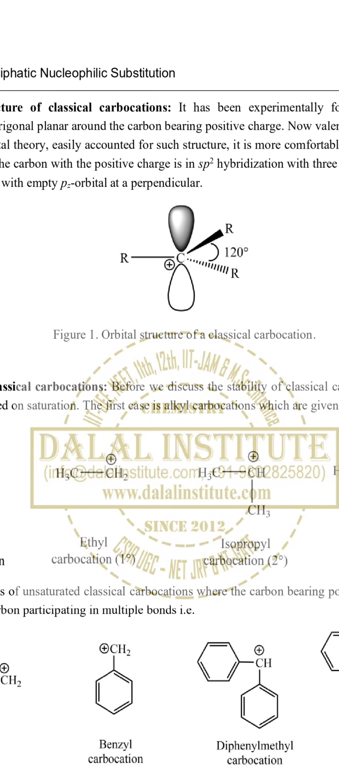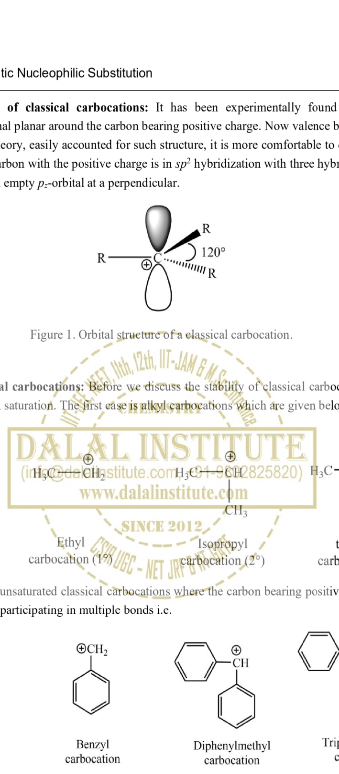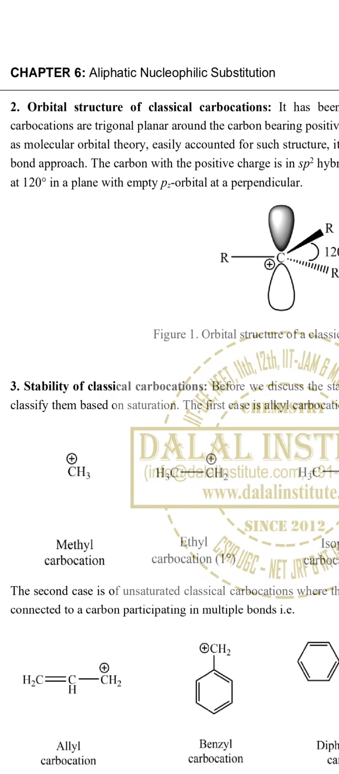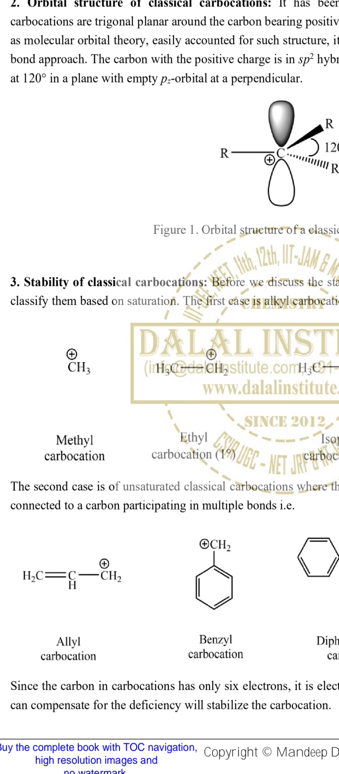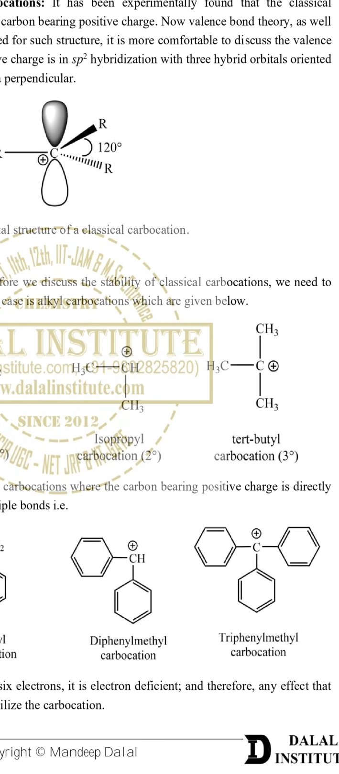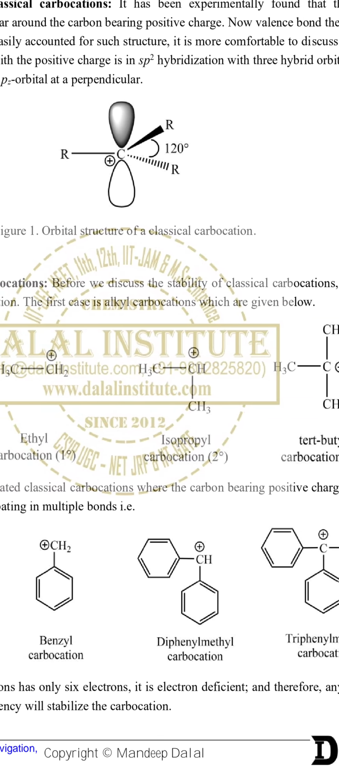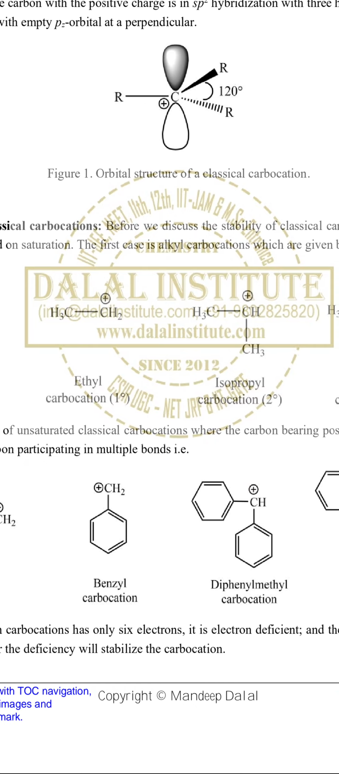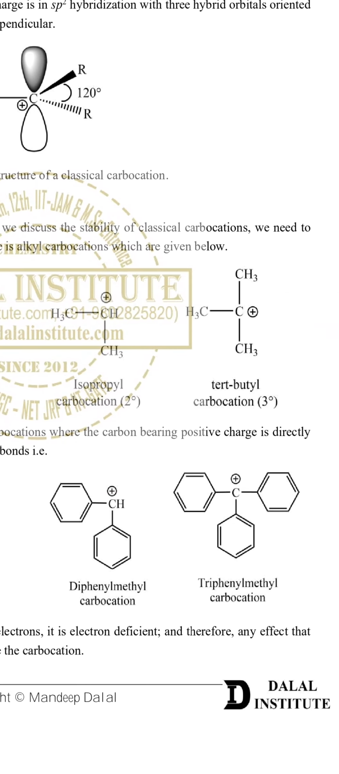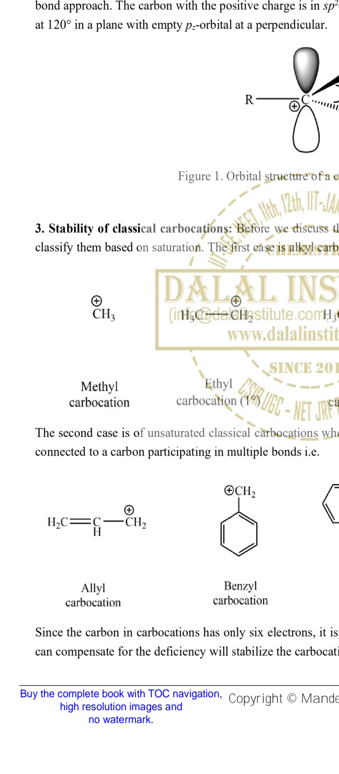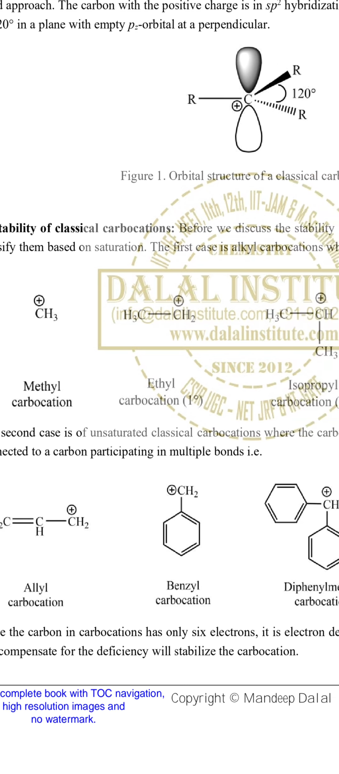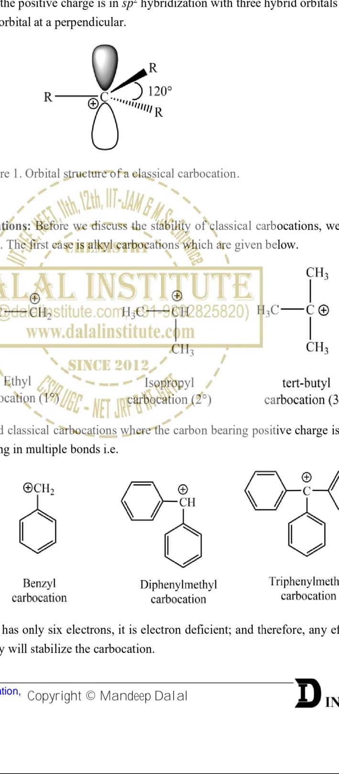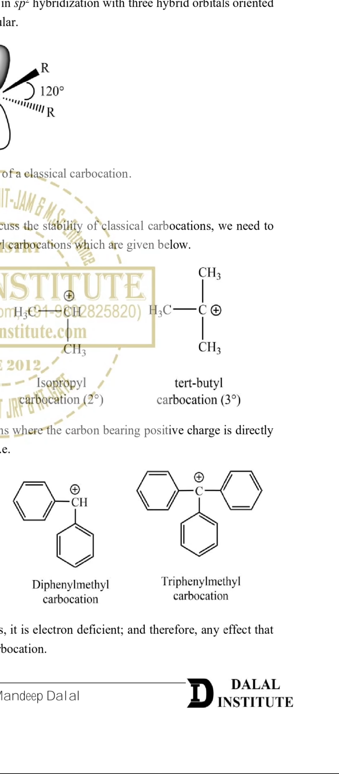Now orbital structure of classical carbocation. You can see the angles 120 degrees and the orbital structure of classical carbocation, sp2 with an empty p orbital. Now you know the stability of carbocation: methyl, ethyl, isopropyl, and tert-butyl. So tert-butyl is more stable than isopropyl, than ethyl carbocation. Now the second case, unsaturated classical carbocation, where the carbon bearing positive charge is directly connected to carbon participating in multiple bonds. You can see the allyl carbocation, benzyl carbocation, diphenyl methyl carbocation, triphenyl methyl carbocation.